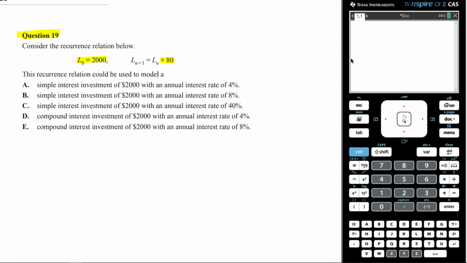Now, we immediately know that it's not going to be a compound interest case because we're not timesing, we're plussing, which means it has to be simple interest. So now the case is, all right, is it a simple interest investment of 2,000 with an annual interest rate of 4%? Remember, the way that simple interest works is that you're simply earning a percentage of that initial amount. So in this case, what we need to figure out is what is 80 as a percentage of 2,000.